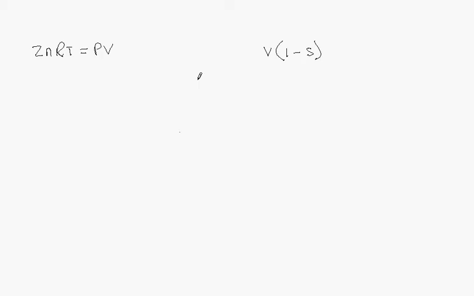This is just a recap of the main points. The first thing we looked at was this equation, ZnRT equals PV, and we wanted the subject to be n divided by V. In other words, we want to end up with n upon V equals something.